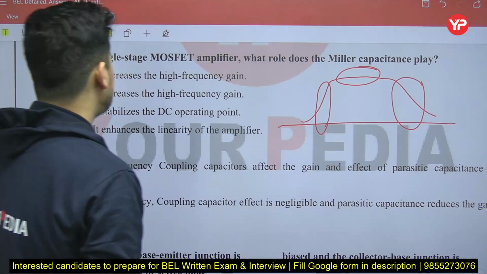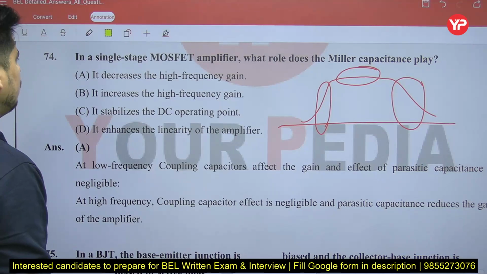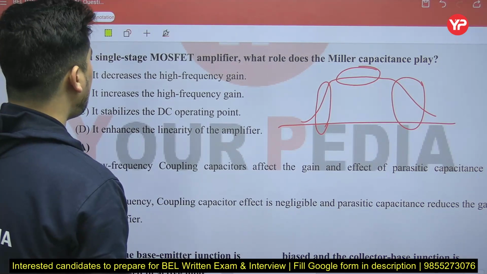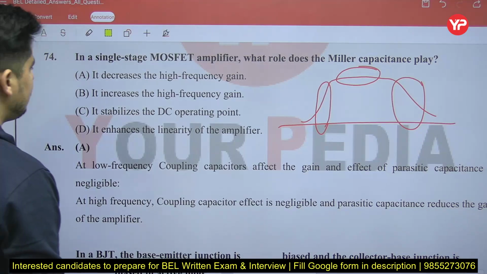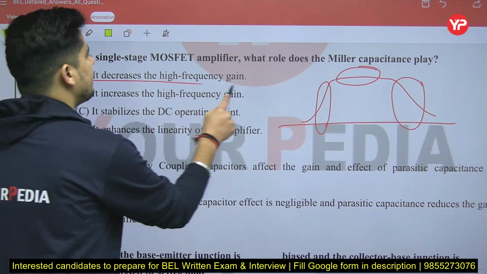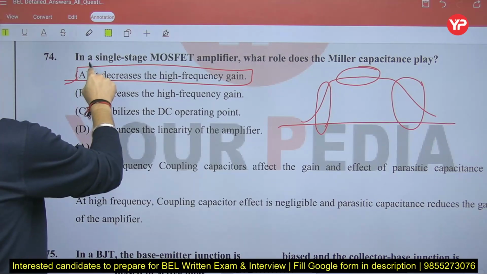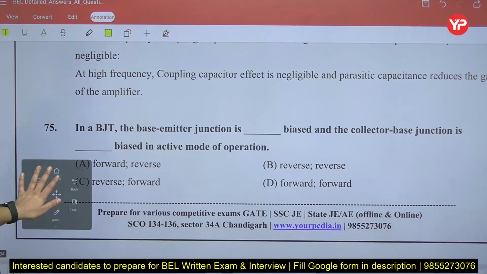So basically, he is asking what Miller capacitance does at high frequency. Decrease the high frequency gain, increase the high frequency gain, stabilize the DC operating point, enhance the linearity. Basically, that will decrease the high frequency gain. So what will be the answer? High frequency gain, they will decrease. At high frequency, they will decrease the gain.